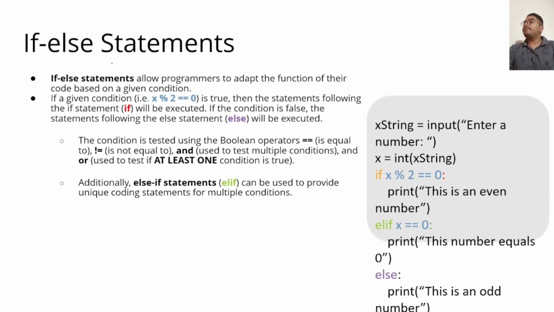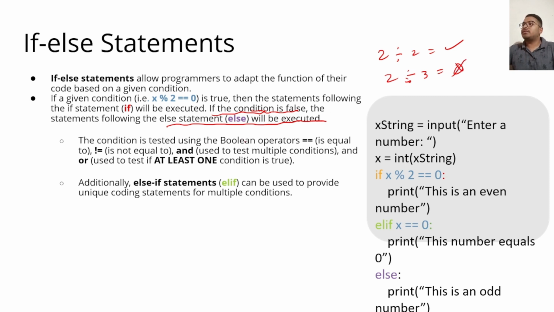Next, if else statements. If else statements allow programmers to adapt the functions of their code based on a given condition. If a given condition, that is x divided by 2 is equal to 0, is true, then the statements following the if statement will be executed. Only if the condition is false, the statements following the else statement will be executed. So if I give 2 divided by 2, if it is true, it will be executed, and if it is not true, it won't be executed.